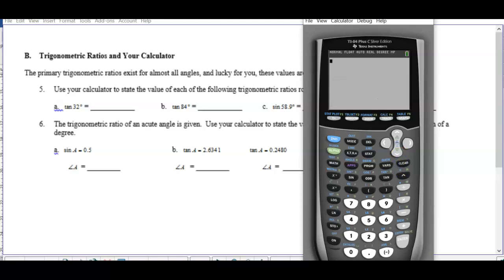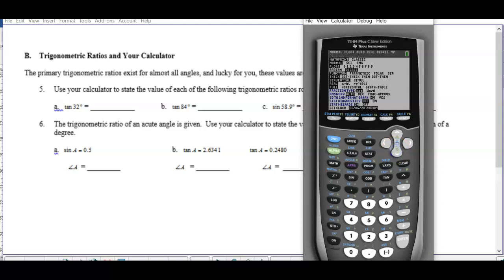So here, I want you to check: we are measuring angles in degrees, but your calculator defaults to what's called radians, and you'll learn about those in Math 30. But for now, we're measuring angles in degrees, so you have to go to Mode, and then cursor down.